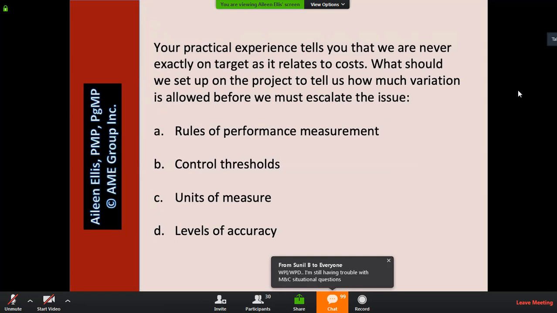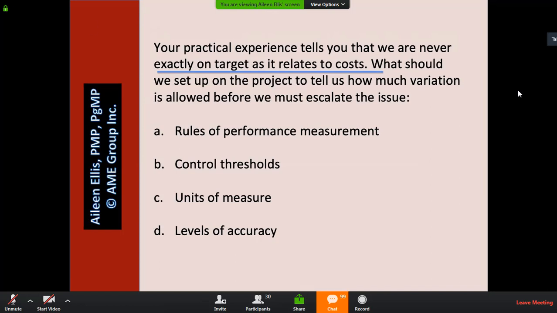Your practical experience tells you that we are never exactly on target as it relates to costs. What should we set up on the project to tell us how much variation is allowed before we must escalate the issue?